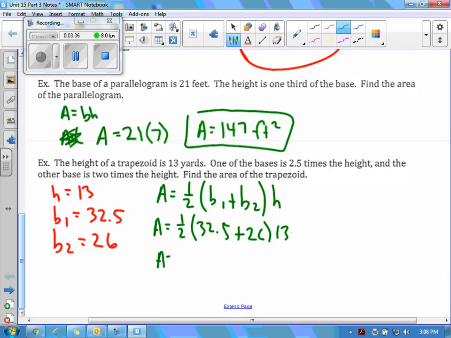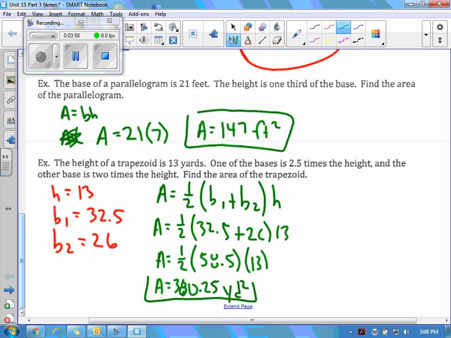So order of operations tells us to add the parentheses first. When we do that, we get 58.5. And that's times 13. When we work all that out, we get 380.25. And then our unit is yards, and it's squared for this area. So yards squared. If you need help putting that in your calculator, just let me know.